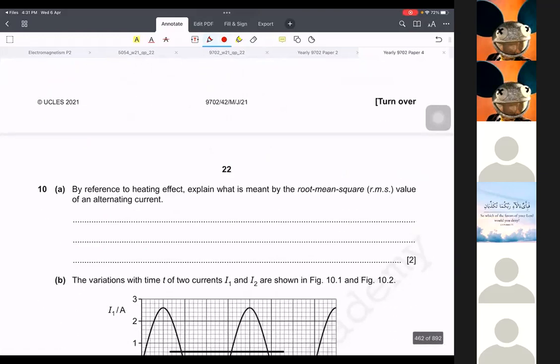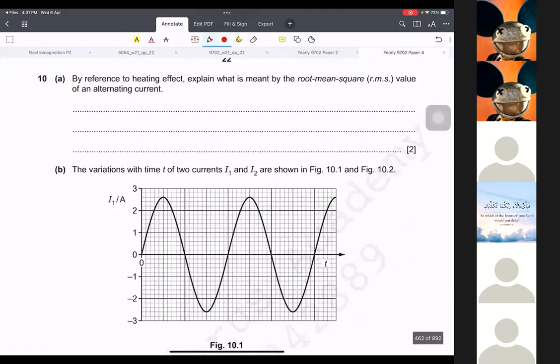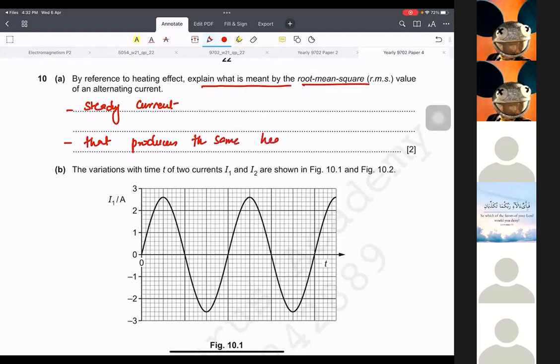Now, question number 10. By reference to this, you got to find the RMS value. So RMS value, root mean square, RMS. Explain what is meant by root mean square value of an alternating current. It means that it is the steady current that produces the same heating effect as the alternate. That's the answer.